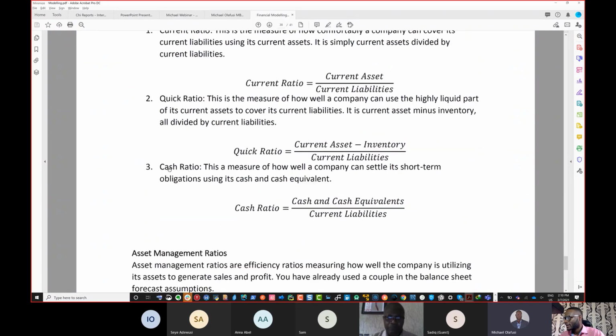And then there's the cash ratio, which is the most, I don't want to use the word stringent, but the truth is also most of the time this is the money that is readily available to cover your liabilities.